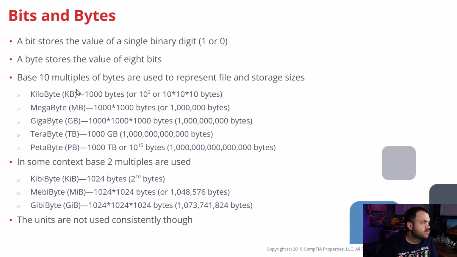So base 10 multiples of bytes are used to represent all storage sizes, okay? We can see here we have a kilobyte, represented by KB. To break that down, that is 1,000 bytes. Remember our place value chart that we had: 10 times 10 times 10 equals 1,000, okay? Next we have a megabyte, which is 1,000 times 1,000 bytes. We have a gigabyte, a terabyte, a petabyte, okay?